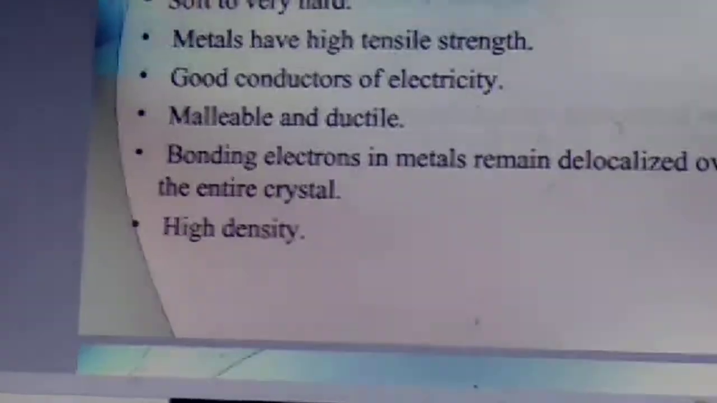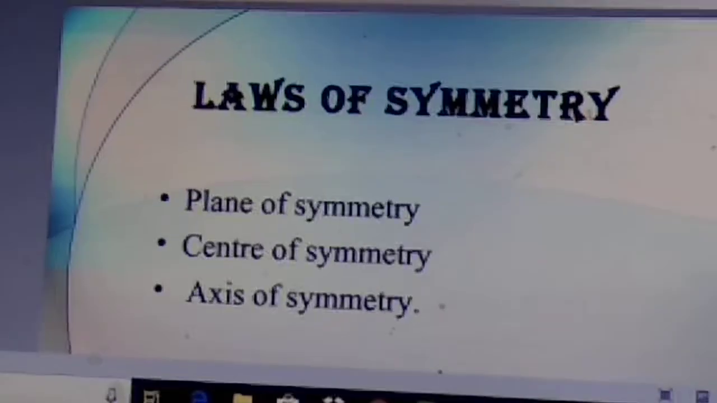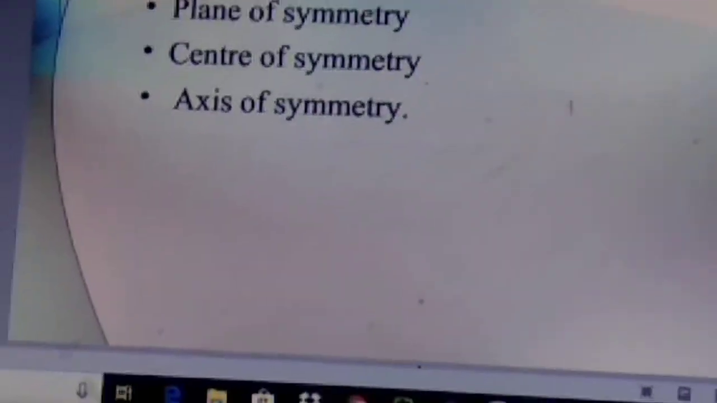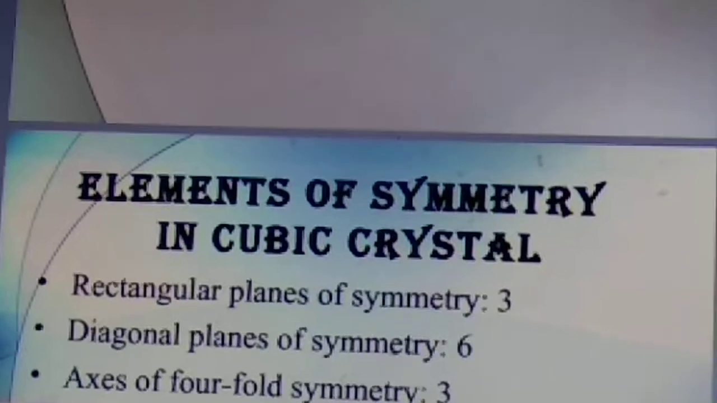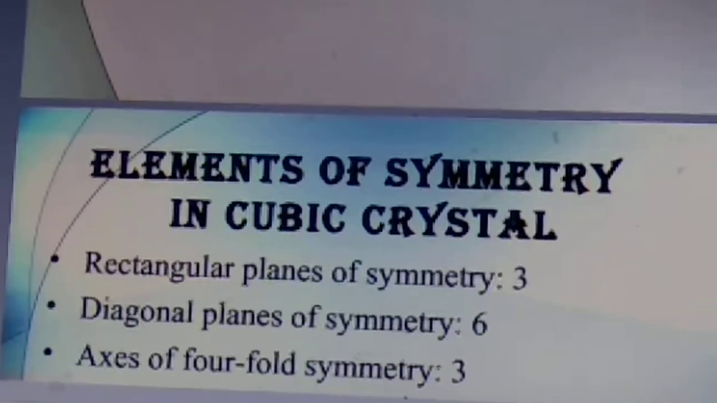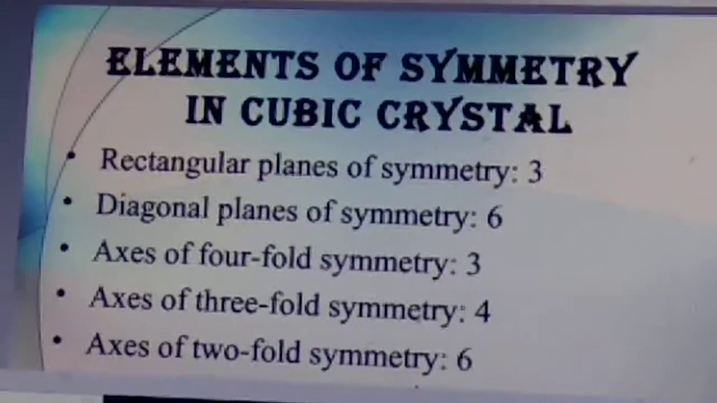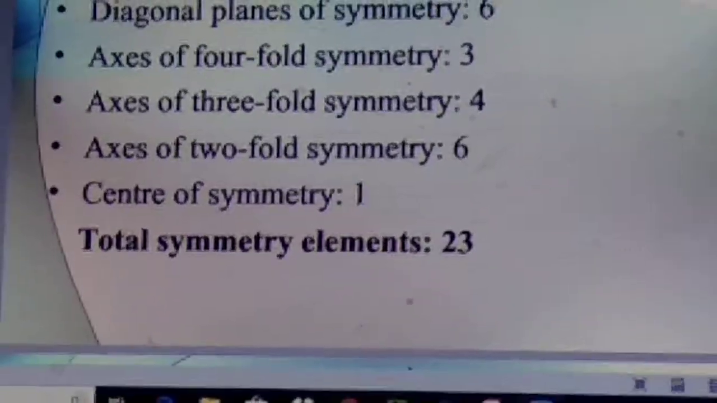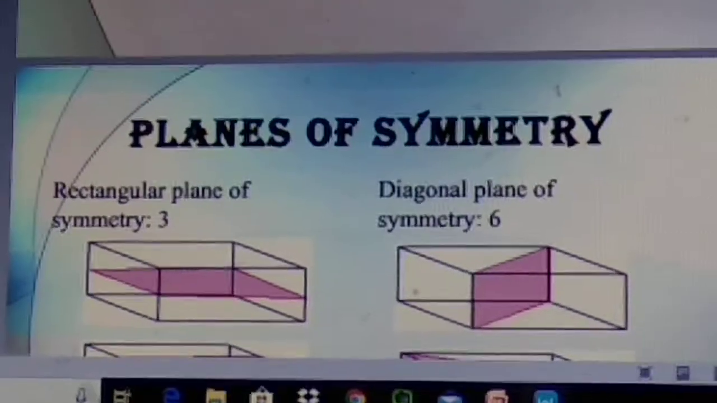High density. Now laws of symmetry, plane of symmetry. How many types of symmetry, my dear children? Plane of symmetry, center of symmetry, and axis of symmetry. Now elements of symmetry. Regular plane of symmetry, 3. Diagonal plane of symmetry, 6. Axis of fourfold symmetry, 3. Axis of twofold symmetry, 6. And center of symmetry is very important, that is 1. Now total symmetry, how many, students? 23 symmetry total.